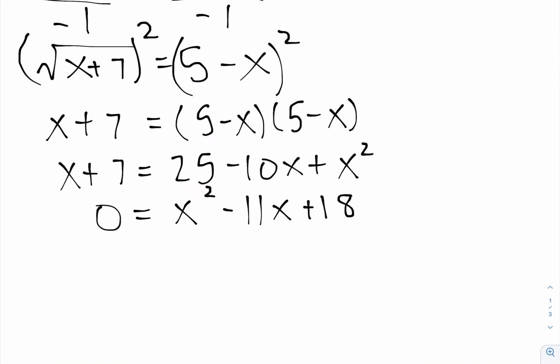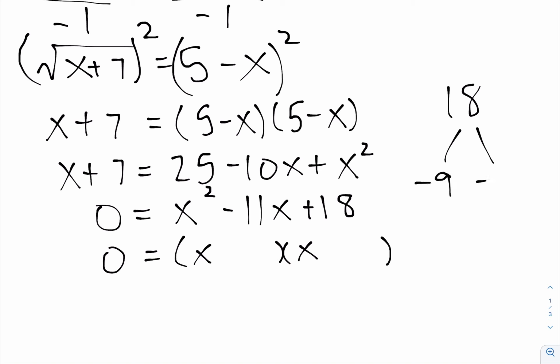Now we want to solve for x. That means we want to factor it. So 0 is going to be equal to x plus or minus something times x plus or minus something. These numbers that we're adding or subtracting have to add to negative 11 and multiply to positive 18. If we look at the factors of positive 18, the two numbers that multiply to 18 and add to negative 11 are negative 9 and negative 2. So it's going to be x minus 9 times x minus 2.